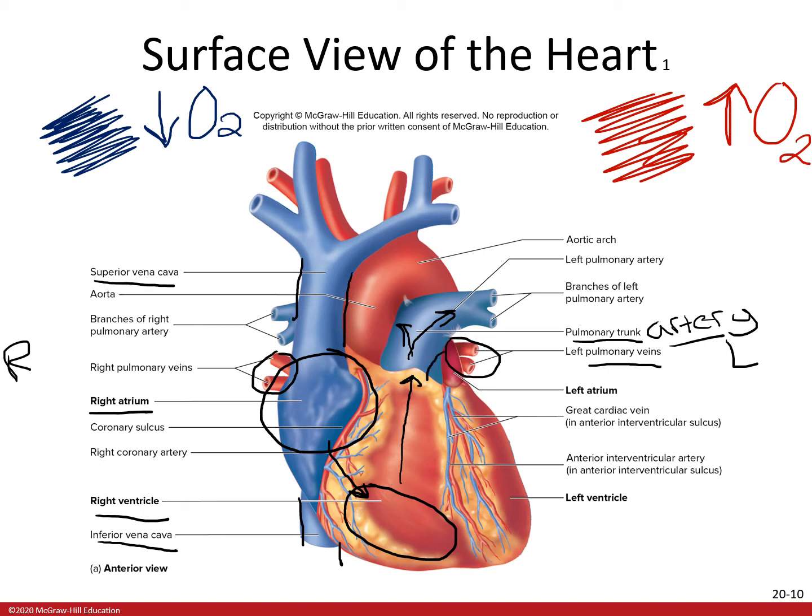This is going to empty into the left atrium, where we are going to pass through a valve and enter into the left ventricle. And from there, we're going to pass underneath here and then up and out through the aorta.